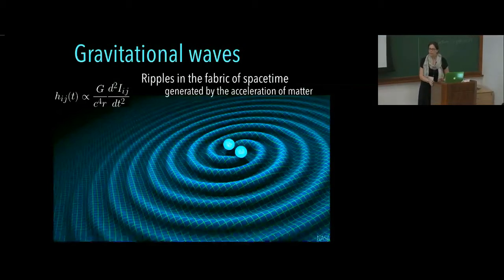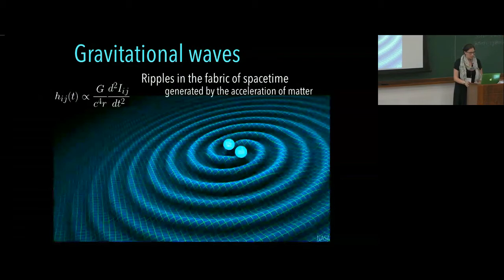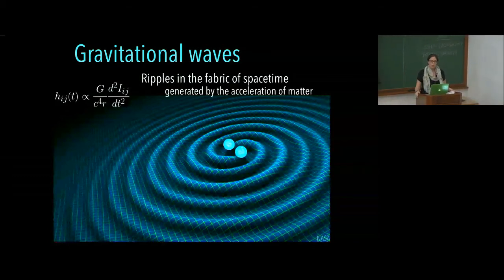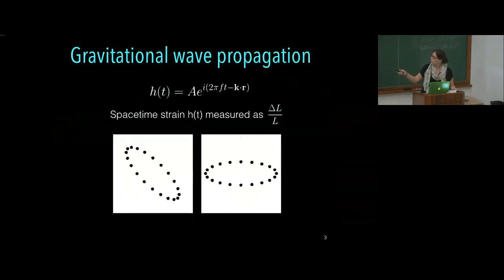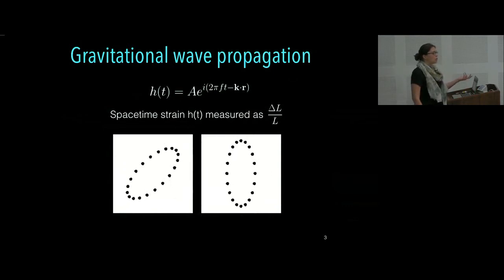So Archana did a really great job motivating gravitational wave astronomy in her talk, but just a quick recap so that we can better understand our sources of noise and why they're bothersome. Our space-time strain, h of t, is proportional to the second derivative of the quadrupole moment of the system in question. And this makes gravitational waves that propagate as waves at the speed of light, and they induce this space-time strain, so this change in length over length.